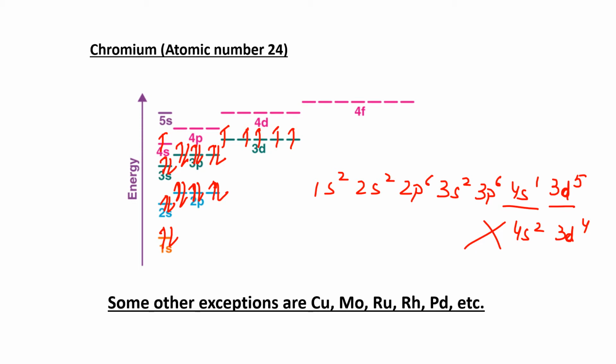Other exceptions which we can see in the periodic table are copper, molybdenum, ruthenium, rhodium, palladium and many more transition metals. The electronic configurations of the exceptions are not in the AP Chemistry syllabus. So it is just for the information that there are some exceptions also for the electronic configuration in the periodic table.